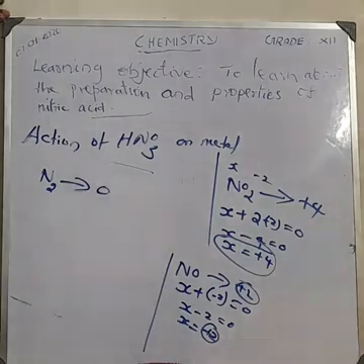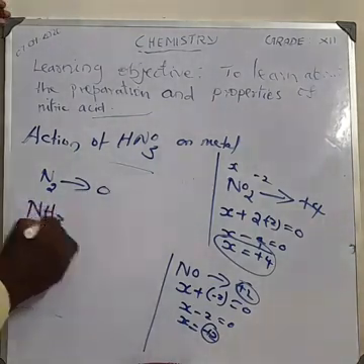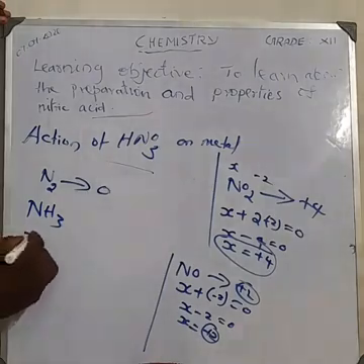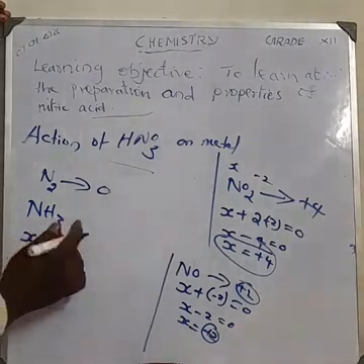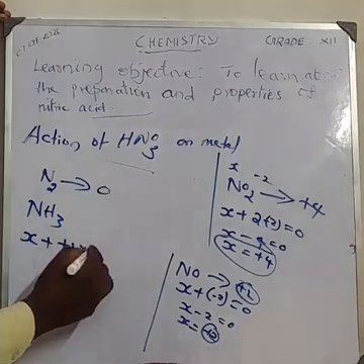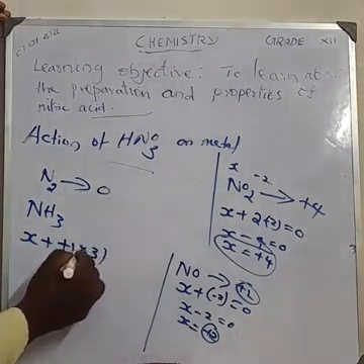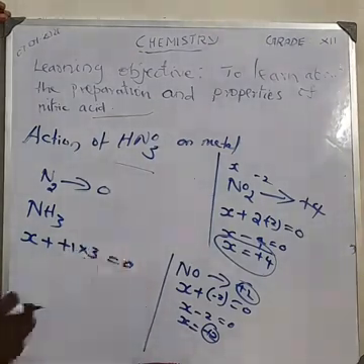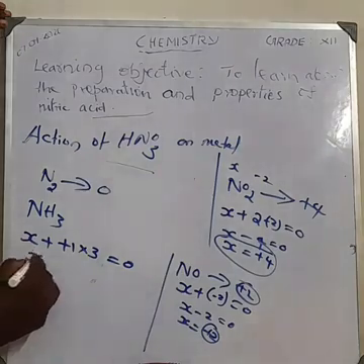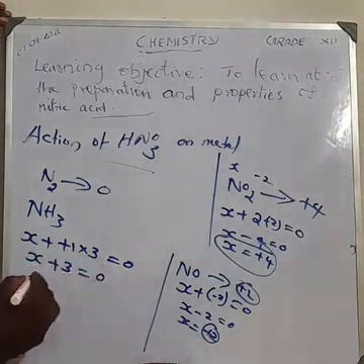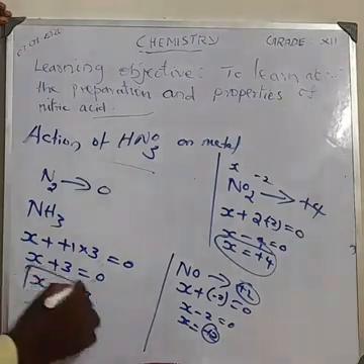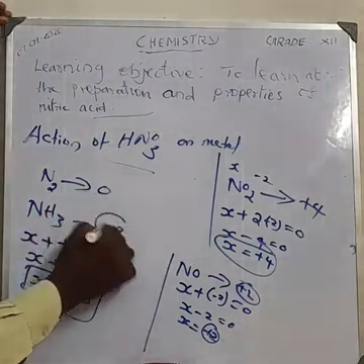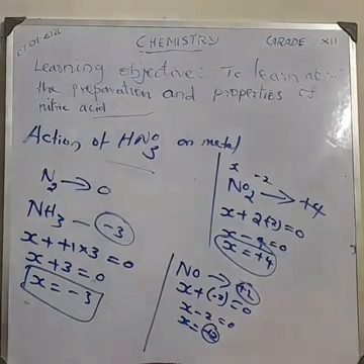What about the oxidation state for ammonia, in case 3? How will you write ammonia? Tell me. X plus hydrogen having +1, into 3, equal to 0. Then what's the answer? X plus 3 equals 0. X is equal to minus 3. So ammonia has minus 3. Can you write? Yes or no? Also, many compounds in this area have oxidation states, and you should find out the oxidation state.